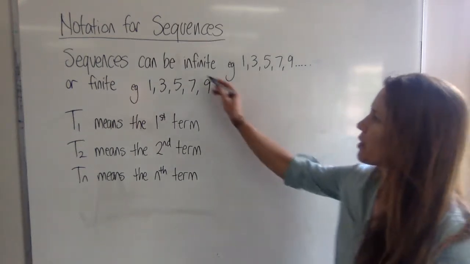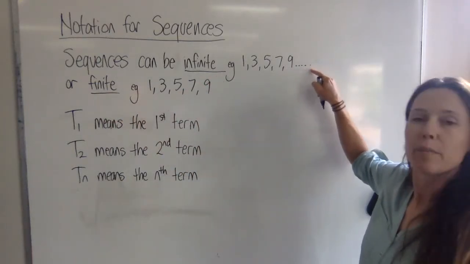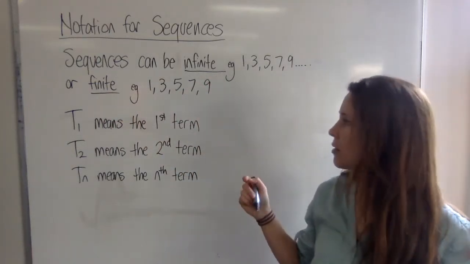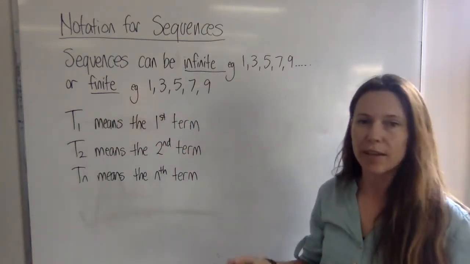Now, two different types. A sequence could be infinite, meaning that it goes on forever, and you'll see that by seeing some dots at the end of the sequence. Or it could be finite, meaning that it just has a set of numbers and then it finishes there.